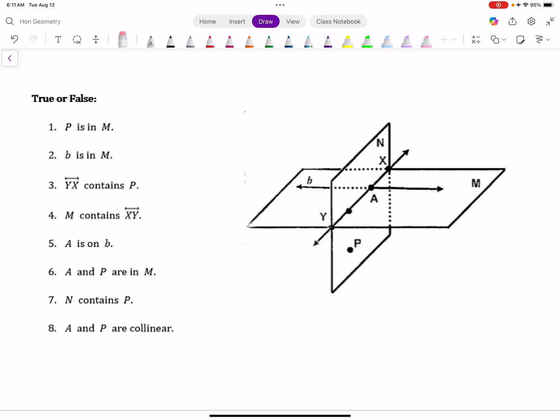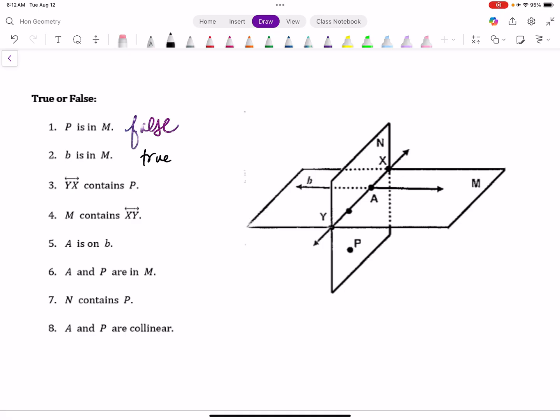So true false questions. Point P is in plane M. All right, so here's plane M, that flat surface. Point P is shown on plane N, but they're not the same plane. So this point down here can't be in that flat surface. So this is definitely a false statement. Next one. Line B is in plane M. Yep, that's true.